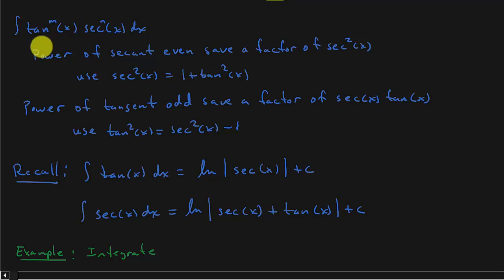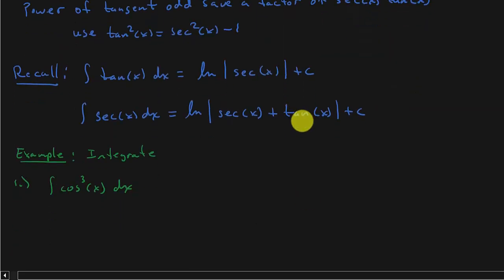And then if we're in the form tangent to the m times secant to the n, and the power of secant is even, we want to save a factor of secant squared and use secant squared equals 1 plus tangent squared. And look, all these are right here, these are just identities from trig. And if we have a power of tangent odd, save a factor of secant tangent, and then use tangent squared is equal to secant squared minus 1.